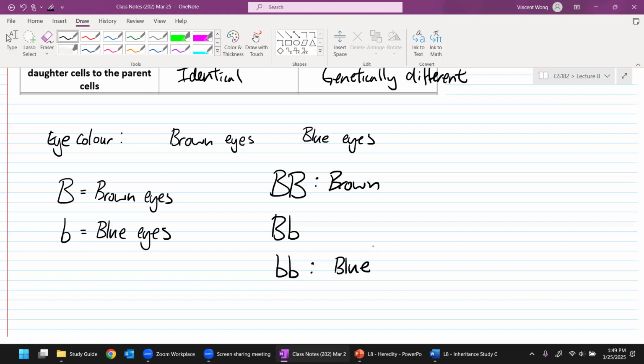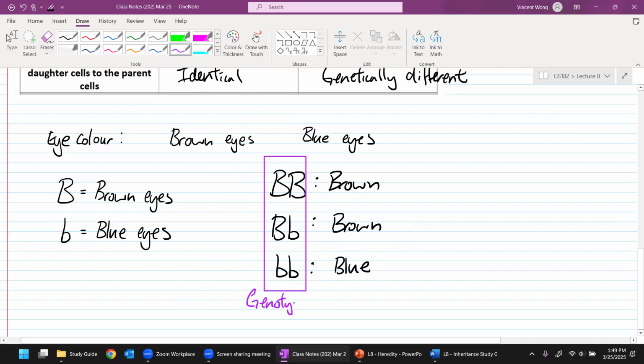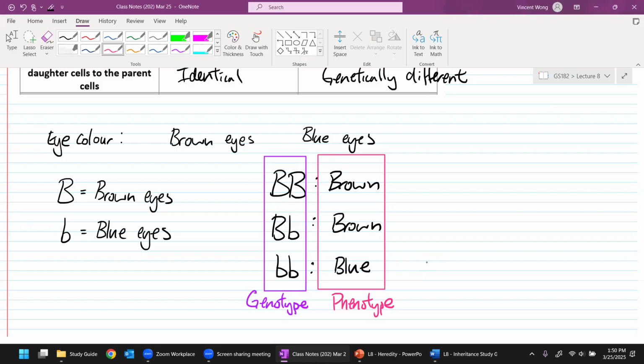So this one is going to be brown eyes. Then how do people end up with? Yeah, don't worry, it's going to come. I promise you, I'll answer all your questions. I know what you're going to ask. So these here, the genetic makeup, these are called genotype. The genetic makeup. And over here, these are called phenotype. The manifestation, the appearance of the gene, is called phenotype.